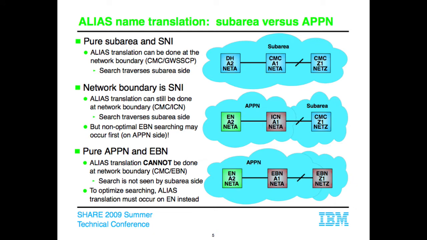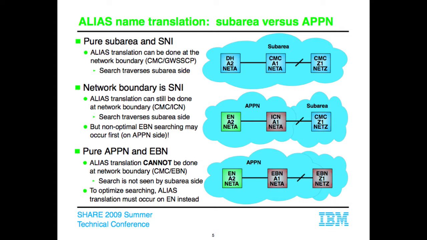So now we'll talk a little bit about how alias translation actually is performed. We're talking about the alias translation application or the session management exit application in this case, because both of those functions run on the subarea side of VTAM. As a result, you can only drive these functions when the search request actually makes it to the subarea side of this VTAM.